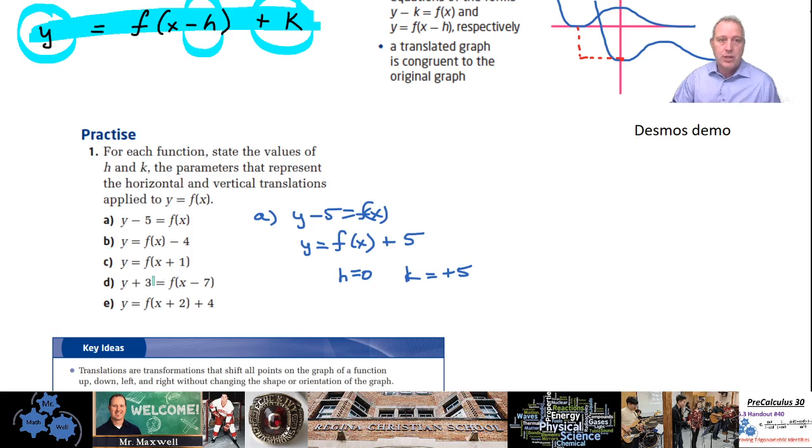Let's take a look at another one, something like this. So h is positive 7, because remember, the format is x minus h, so h is positive 7. And k is actually negative 3. If you were to bring that over here, that would be negative 3, and that's what k is. So this represents 7 units moved to the right and 3 units moved down.